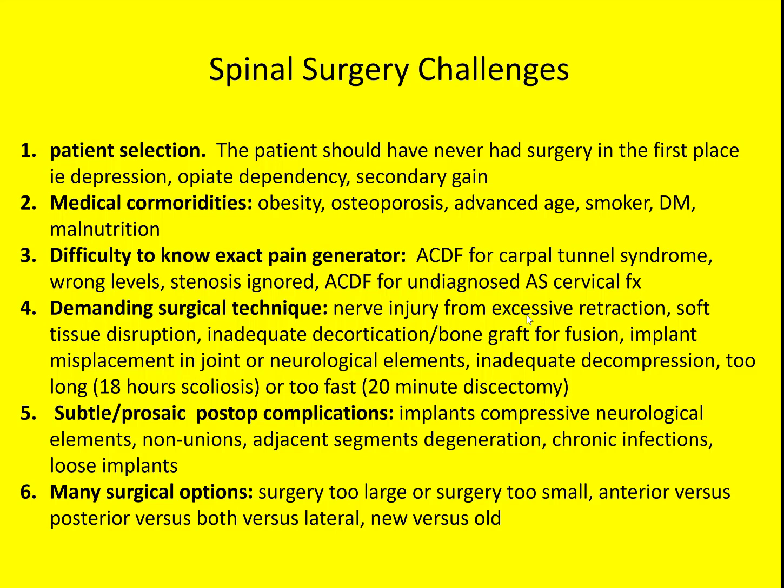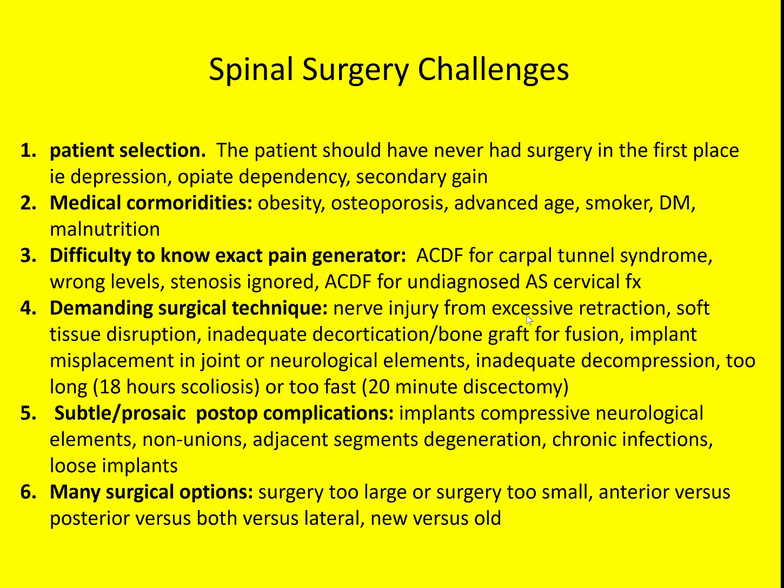The other reason spine is difficult is the surgical technique is very, very demanding. If you injure a nerve, like with excessive retraction during the operation, putting in a cage or something, you have permanent nerve injury. So you have to be cognizant of that. You can disrupt the soft tissues. You don't decorticate well enough, and you get a non-union. You put the implants in the wrong position, hit the neurological elements or the facet joint above. You don't decompress enough. Sometimes spinal surgeries take too long, like an 18-hour case for scoliosis. Those people get problems. Or sometimes spinal surgery is done too fast. People do a 20-minute discectomy, and you wonder if the decompression was adequate.